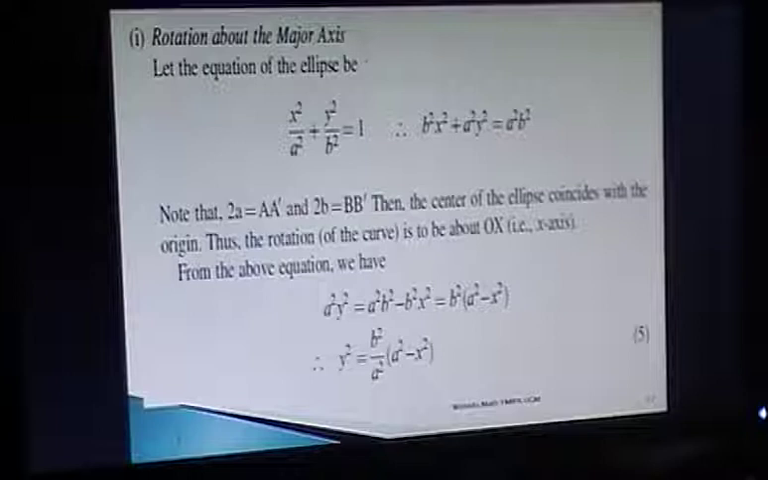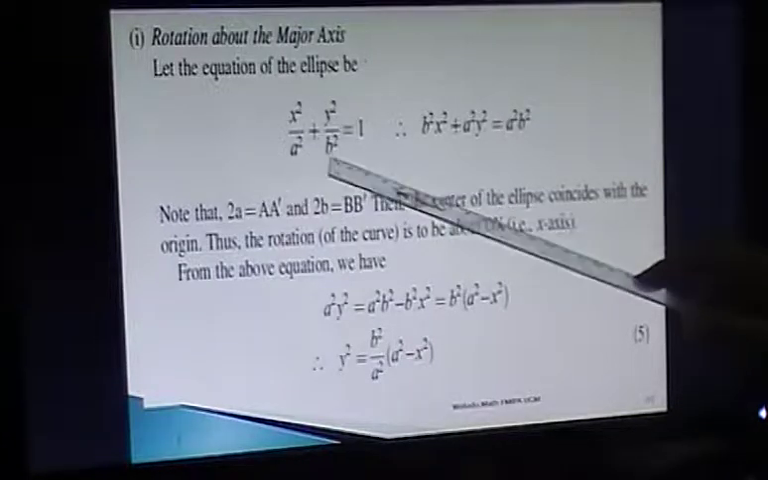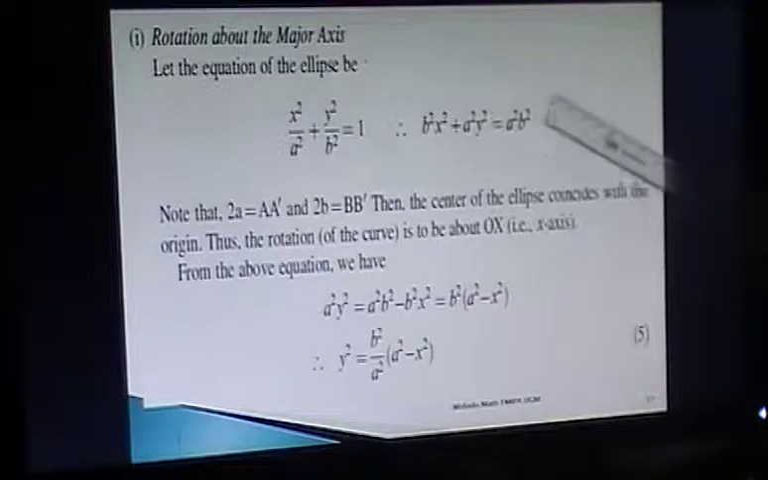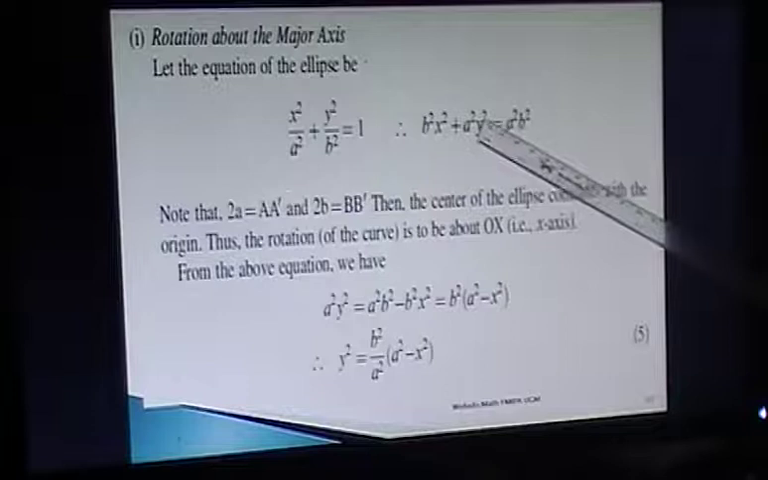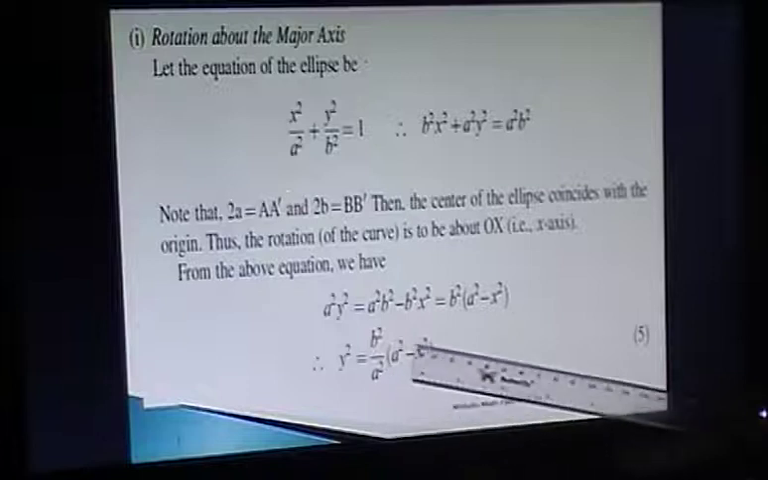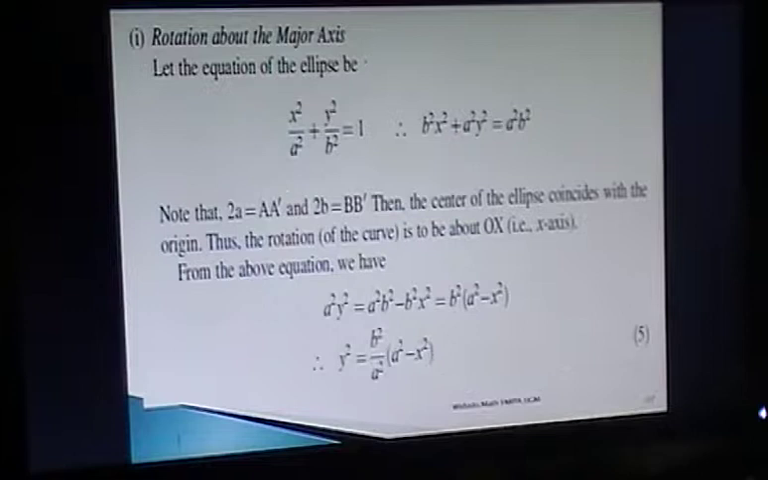From Calculus 1, the general ellipse equation is x squared divided by a squared plus y squared divided by b squared equals 1, or it is equivalent to this expression. Then you have that y squared is b squared divided by a squared times (a squared minus x squared). Why do we look for the expression of y squared? Because the volume of the solid of revolution uses y squared.